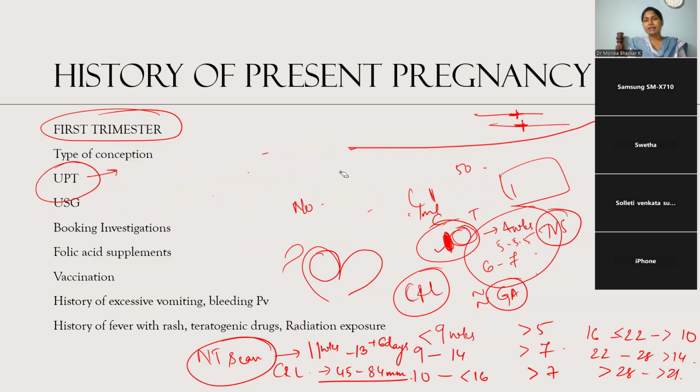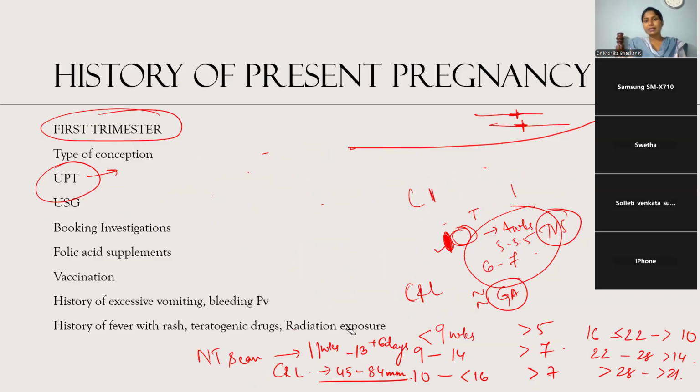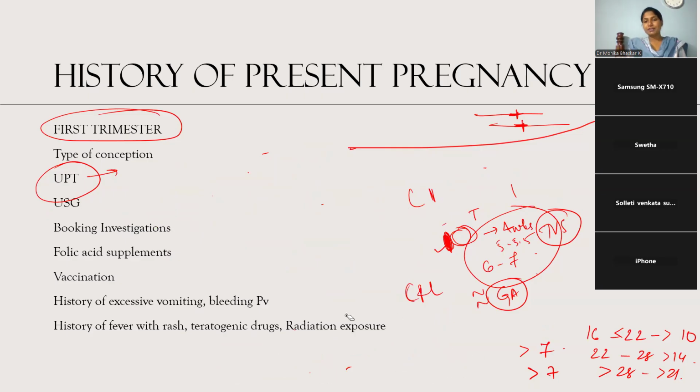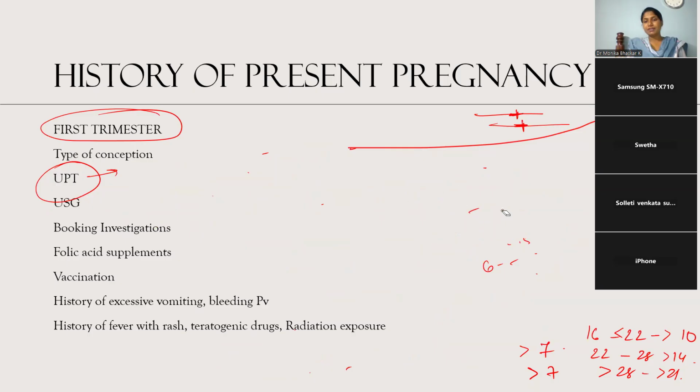So we spoke about the number of visits during pregnancy. We have to know what FOGSI recommends and what the universal guidelines, that is WHO, recommend. So what does WHO recommend? Both of these are important for us to know.